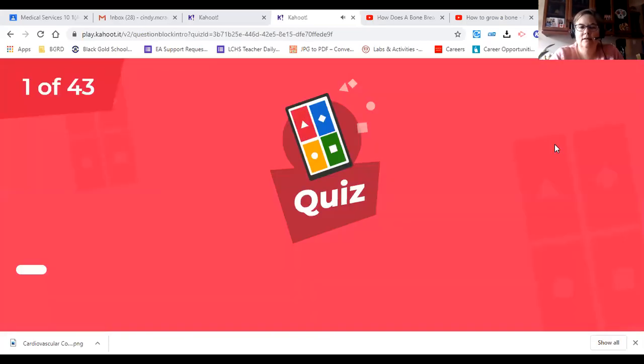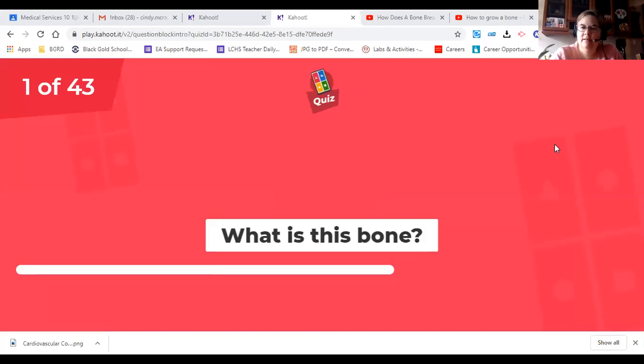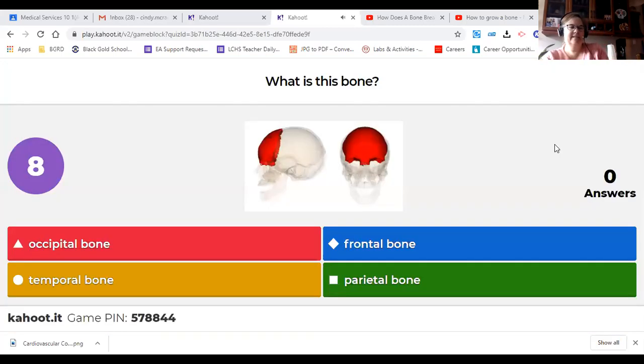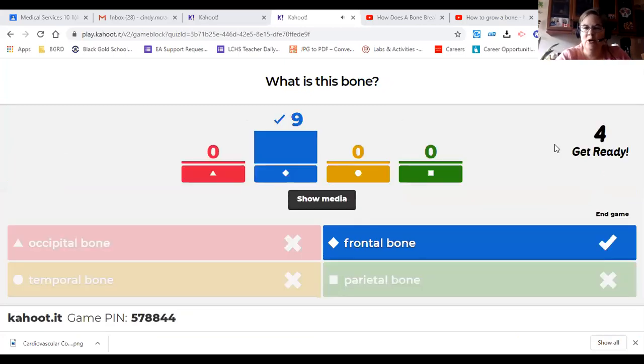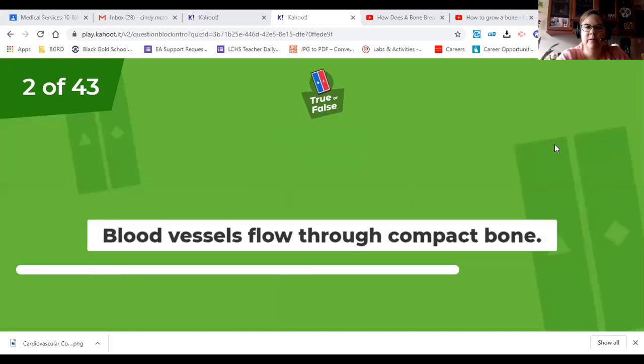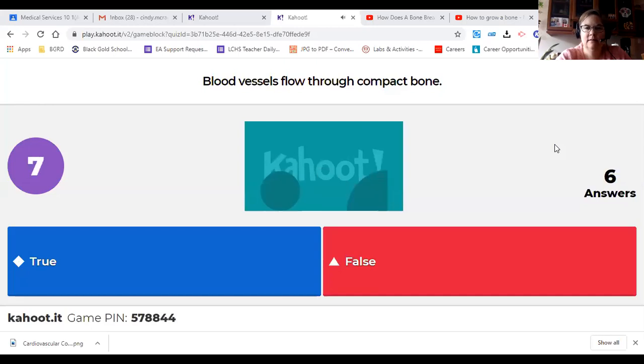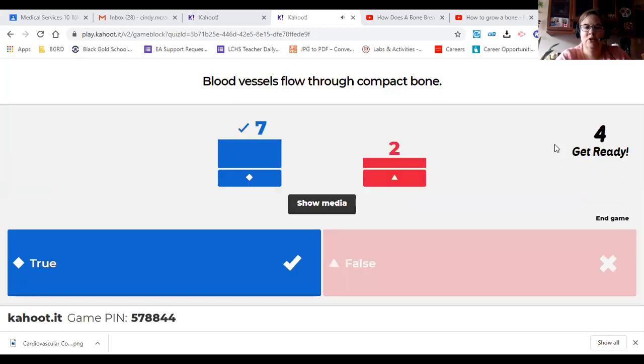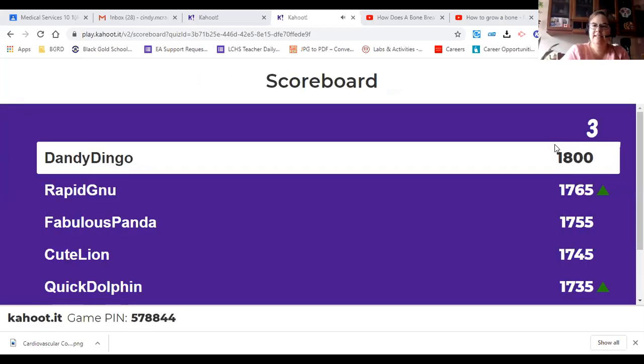Okay, skeletal system review. Name that bone. All right, gotta go fast. And the frontal bone, the one in the front. Good job, you guys. Ooh, a slight lead by Dandy Dingo. True or false? Blood vessels flow through compact bone. True. Compact bone, we want to remember, has the little circles that it forms with the little canals in the middle. Okay, Dandy Dingo has a little bit of a lead, 35 points.